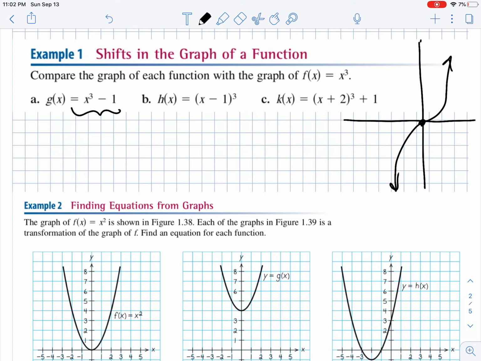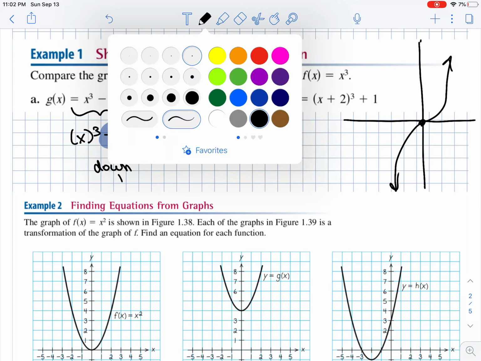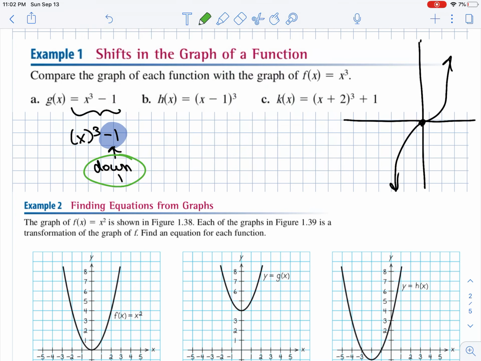So remember, looking at this here, I can rewrite this as x cubed minus 1. Now, we're not doing any changes inside Funky Town or inside the parentheses. The only change I see is this right here. This tells me that it's a translation vertically, which is where we're going to go down 1. So I'm going to go ahead and put this one in green. Okay. So if I'm putting this in green, I'm literally just moving everything down 1 point, including that point at 0, 0.